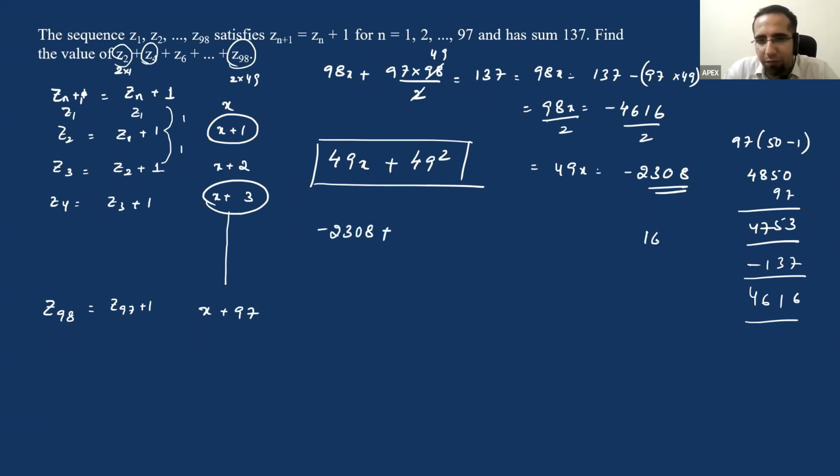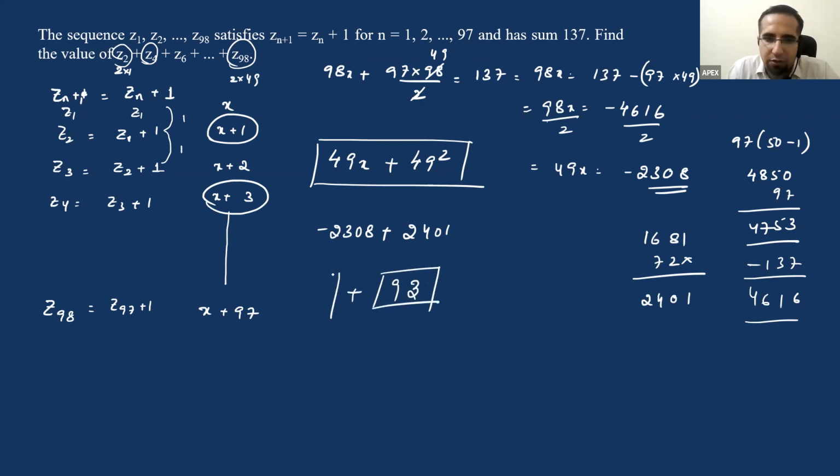Now what is 49 square? 4 square, 9 square. 4 9s are 36. So this is going to be 2401. Clear? So 2401 minus 2308. 93 should be your required answer.